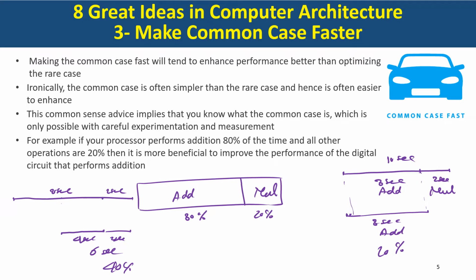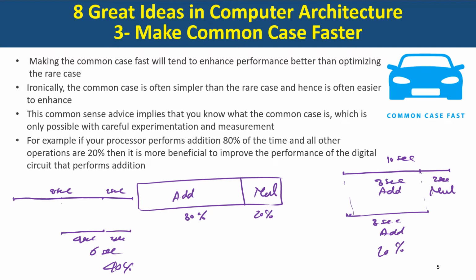So which is better? When we did 100% improvement in the multiplication, we reduced the execution time by 2 seconds. But when we do just a 50% improvement in the common case, in the addition instructions, we get 4 seconds reduction, which is translated to 40% reduction in the execution time. So that's the basic sense behind the common case reduction, or making the common case faster.